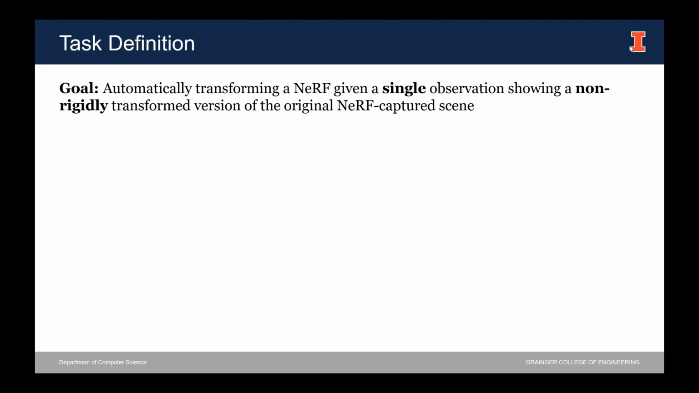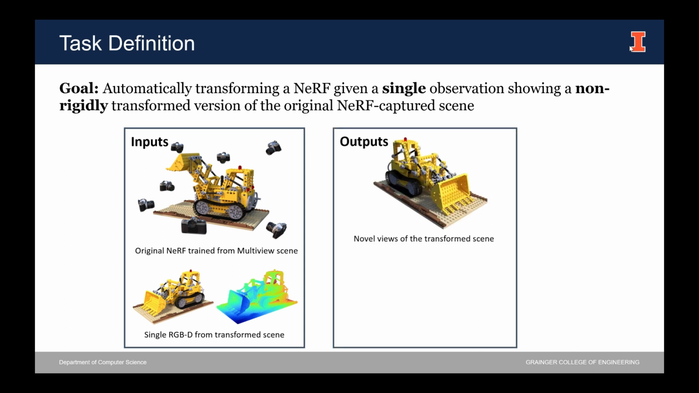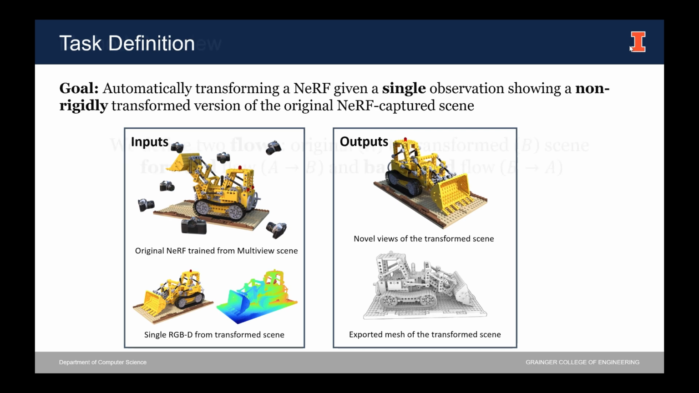Here is our task definition. Given a NeRF of the original scene, which is trained from multiple views of that scene, and a single RGBD image of the transformed scene, we are interested in producing novel views and exporting the mesh of the transformed scene. Now we will show how the scene is re-rendered given a new camera pose in the transformed scene, and how we generate the transformed scene mesh.